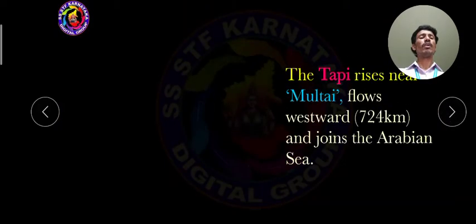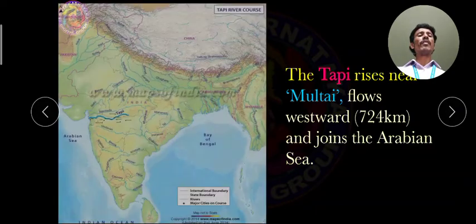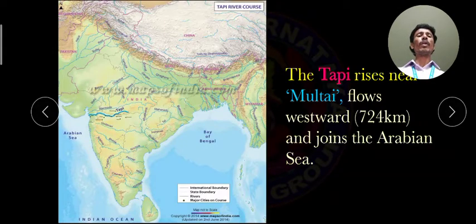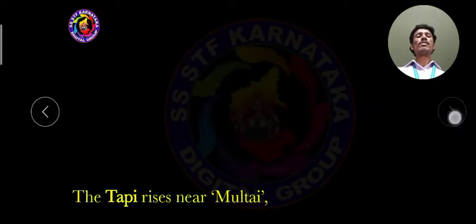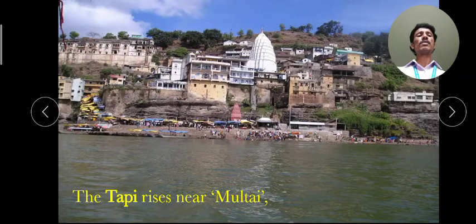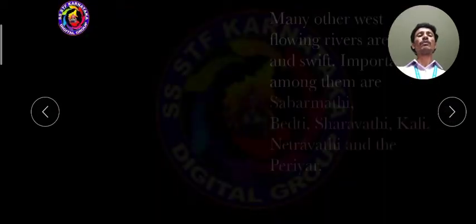Then after, another very important river, river Tapi. It rises near Multai and flows westward to join the Arabian Sea. Its length is 724 kilometers. This is the Tapi river, finally joining the Arabian Sea. This is the place of Multai.